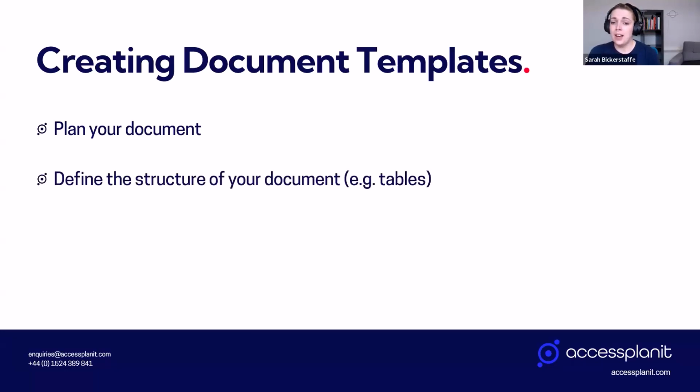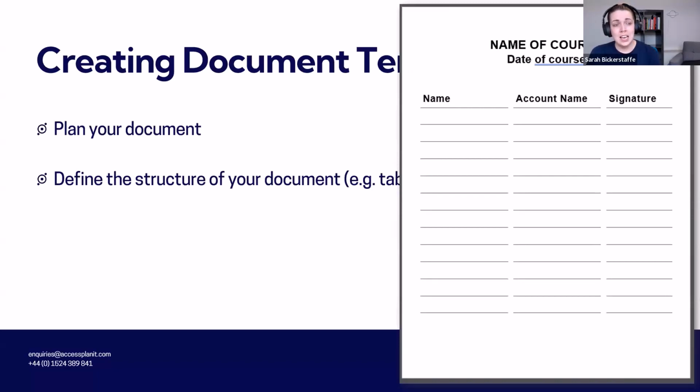Next, we want to define the structure of your document. So what it's going to look like, whether there's going to be any tables available in there, the setup and the structure. So you see here, this is my nice simple one from before, where we've got the delegate name, the account name, a space for their signature, and the name of the course at the top.